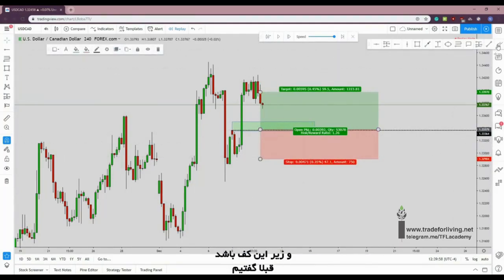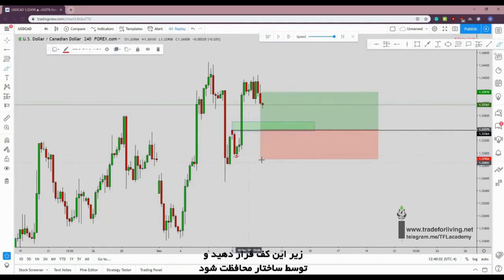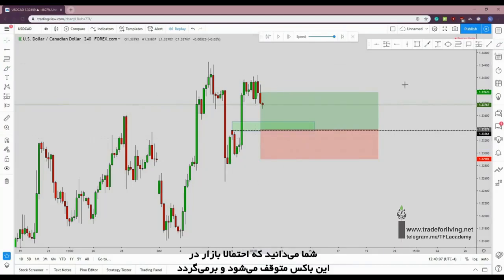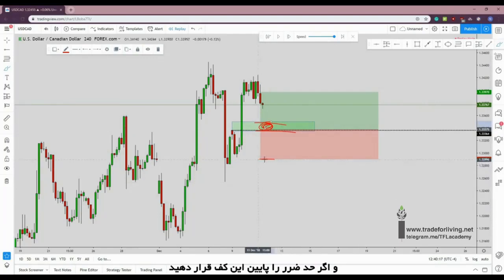We already spoke about this. You can just take your stop loss below this low and you will be perfectly fine. So basically protected by structure. You know that the market is supposed to end up inside of this box, and basically the market is supposed to be stopped by this box, by these numbers. If you take your stop loss below this low, you will be also protected by structure.